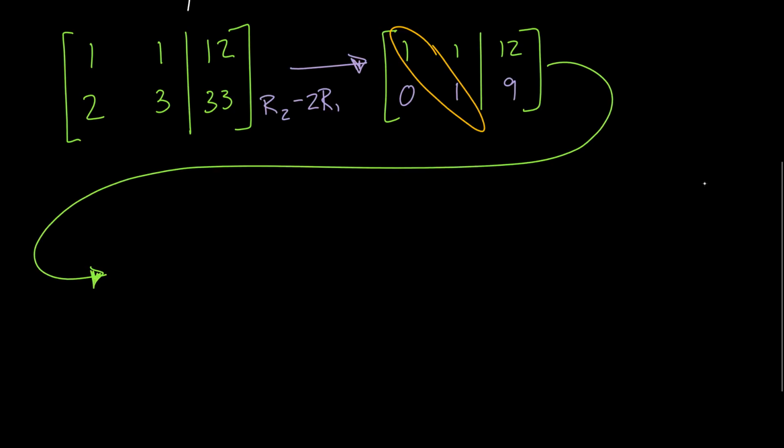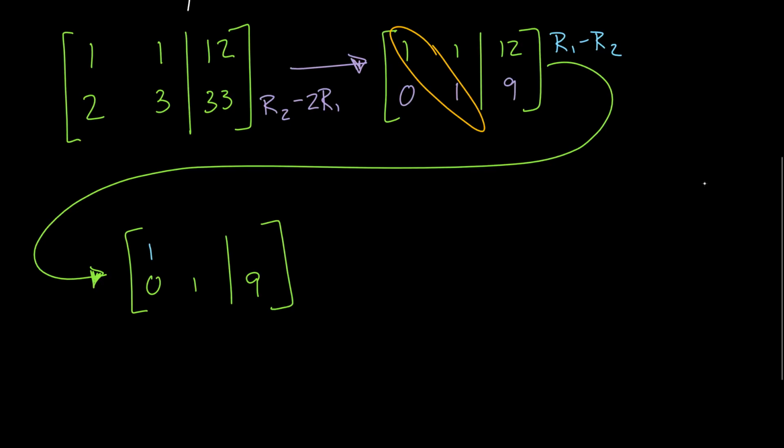I need to get that 1 above the R2 one to be a 0. How do I do that? I just do row 1 minus row 2. So my row 2 stays exactly the same. What is 1 minus 0? 1. What I needed it to stay a 1, right?